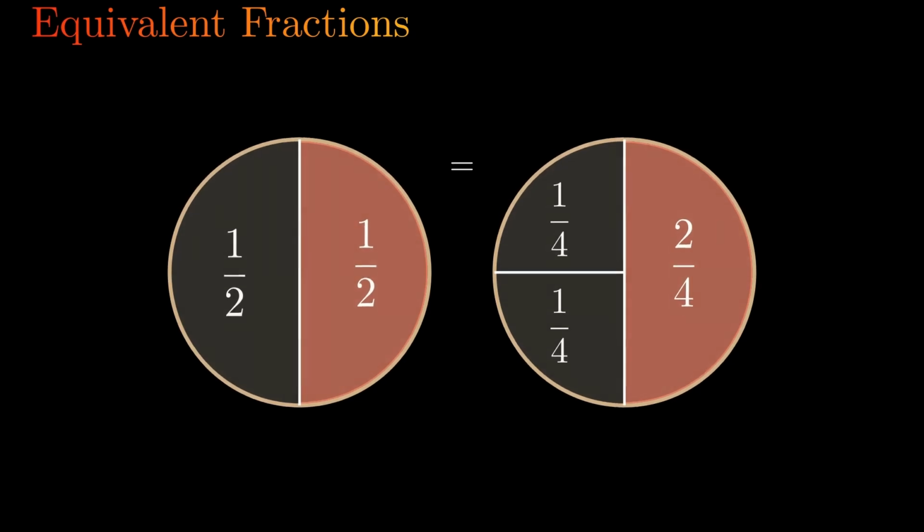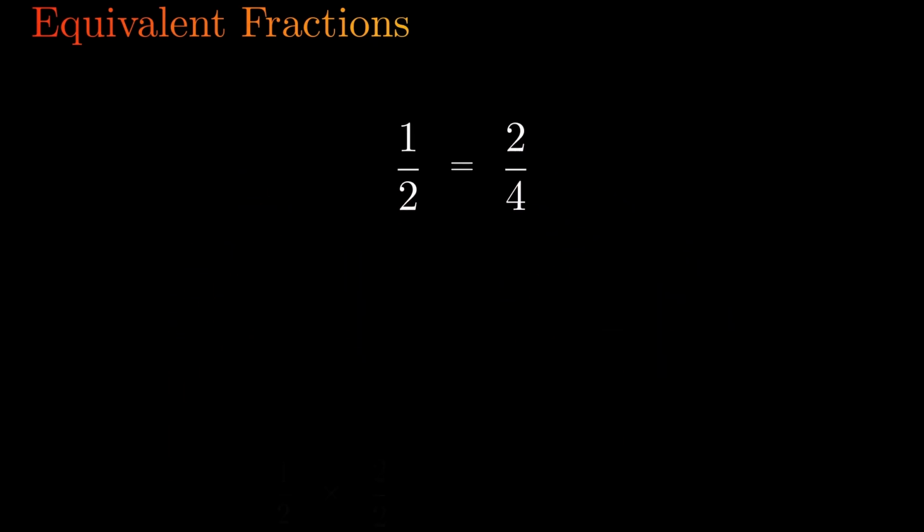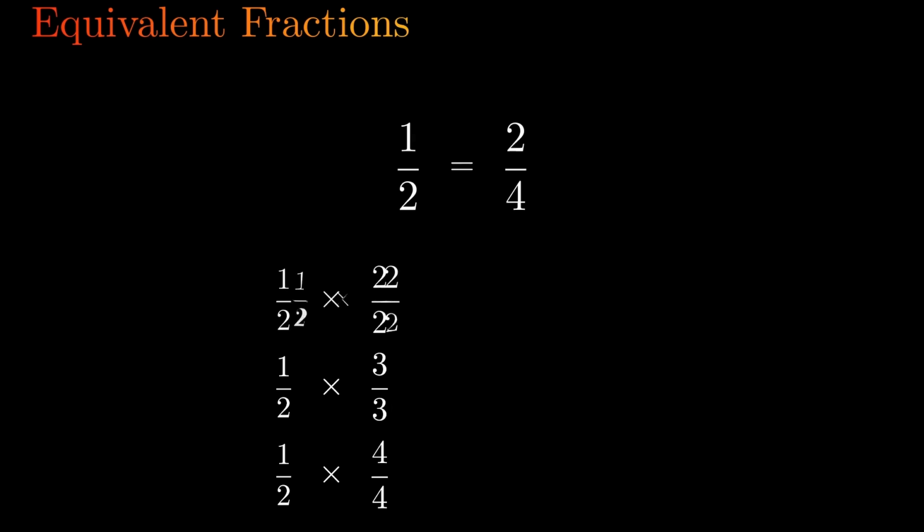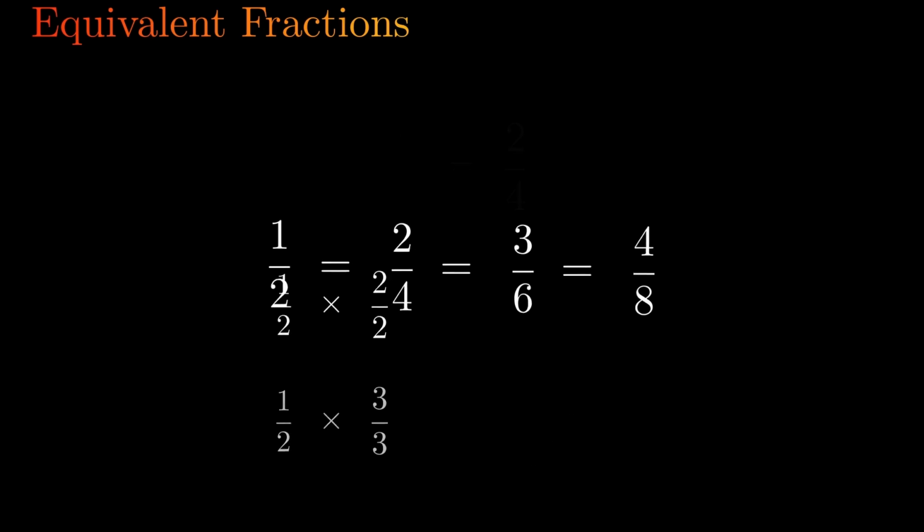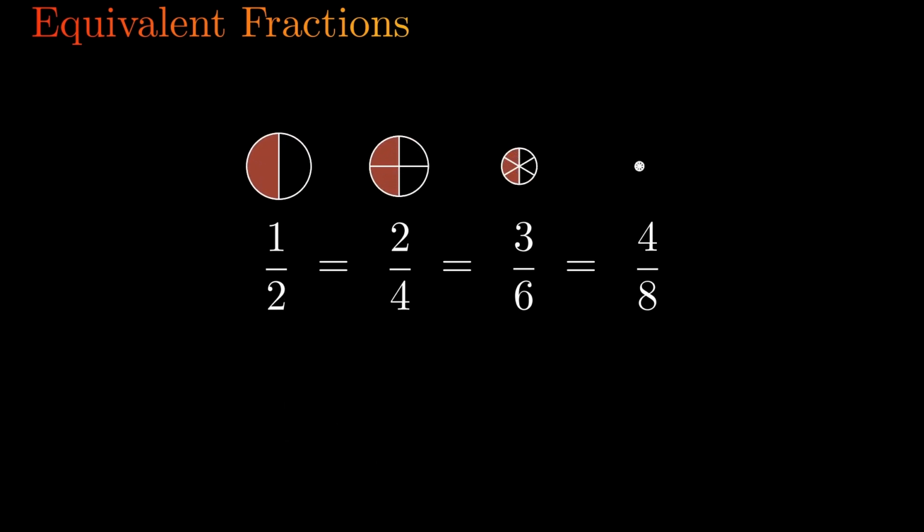We get equivalent fractions by multiplying or dividing the numerator, top number, and the denominator, bottom number, by the exact same number. Multiplying by 2/2, or 3/3, or 4/4 is just like multiplying by 1. You're not changing the value, just how it looks.